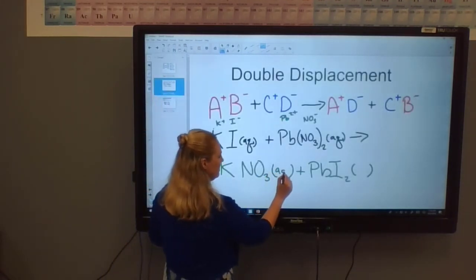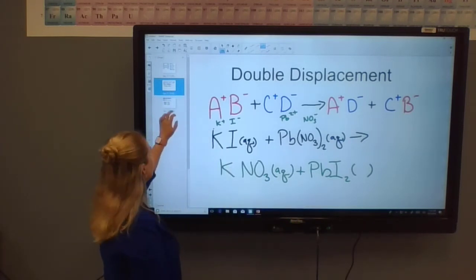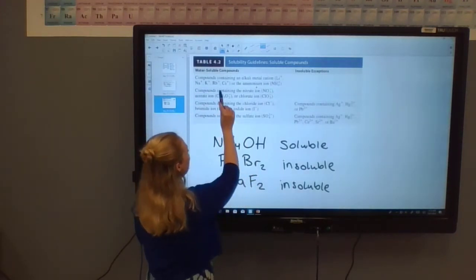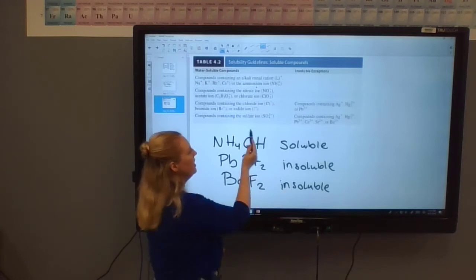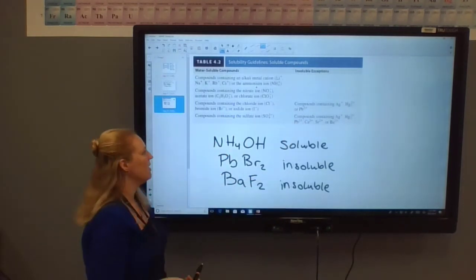Next one is lead iodide. So looking at our rules here, lead iodide, I don't have a rule for lead, but I have a rule for iodine. It says that it is soluble, but lead 2 is one of the exceptions, so it's going to be insoluble. So I'm going to change that to a solid.